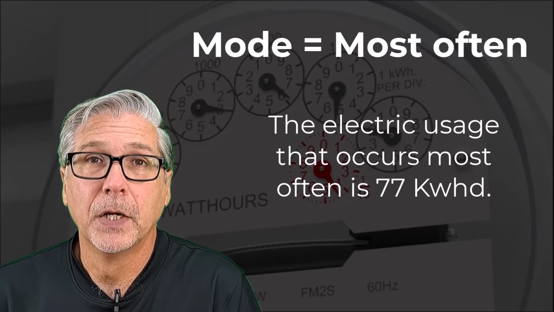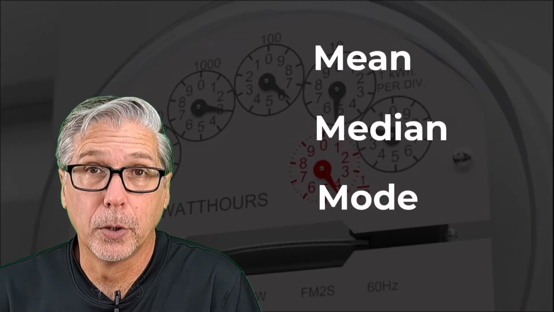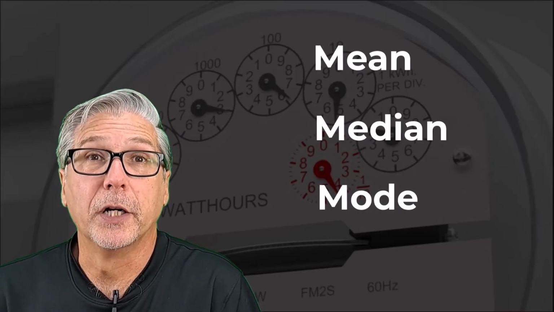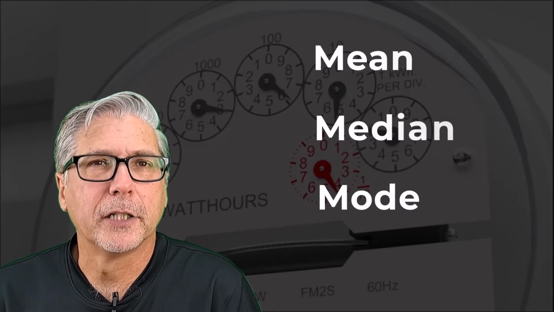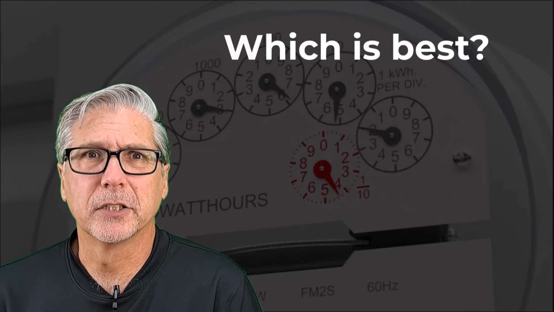Keep it simple. So there you have it. Three measures of center: mean, median, and mode. Hopefully it helps you understand what each of them are and how to interpret them. But I need to ask one last question. Which one's best?